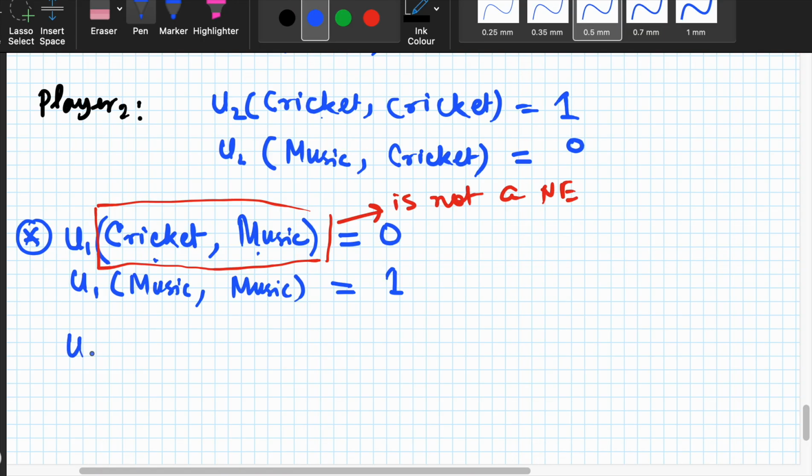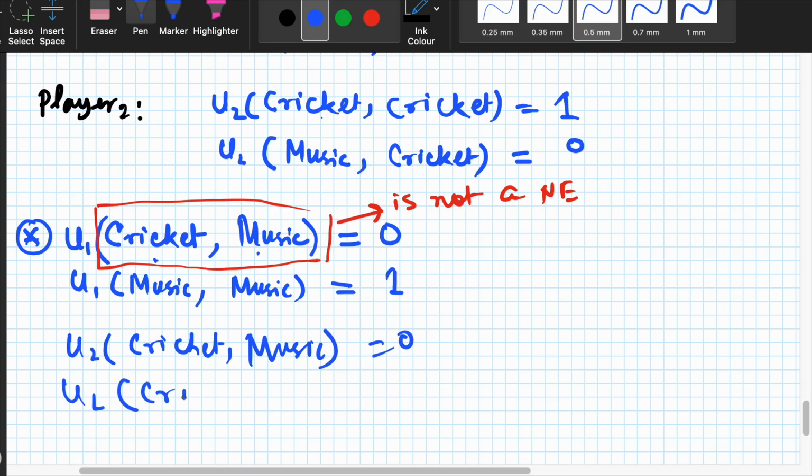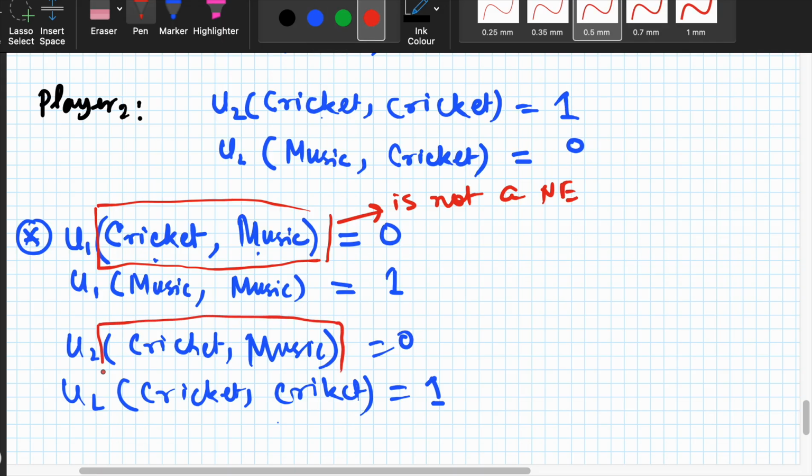You can also see from player 2's perspective that cricket, music is giving her 0. If she changes her option from music to cricket, she will get a payoff of 1. So here also she can do better by changing her prescribed strategy. So for both players there is an incentive not to stick with the prescribed action profile, which means it is not a Nash equilibrium.